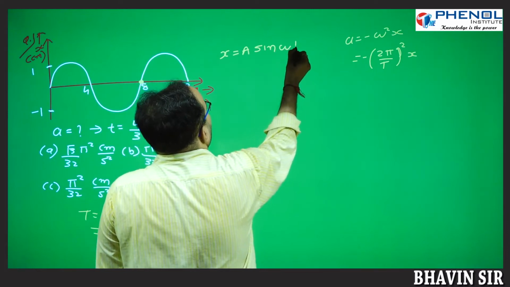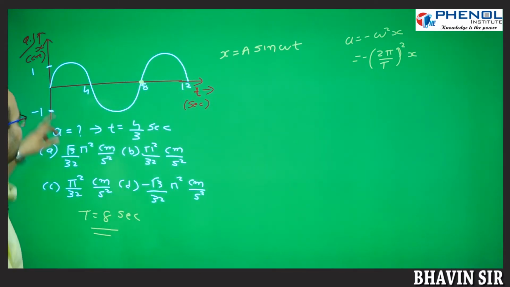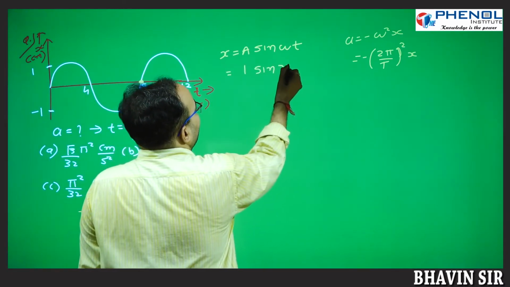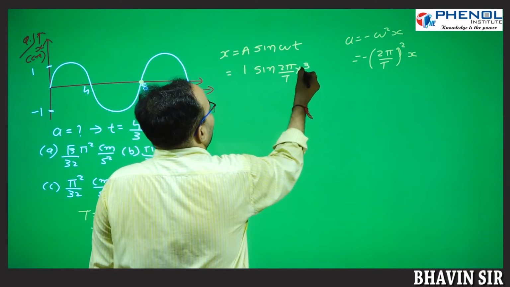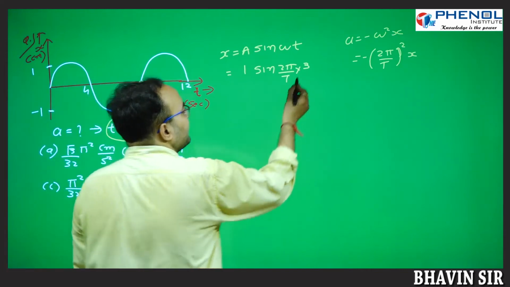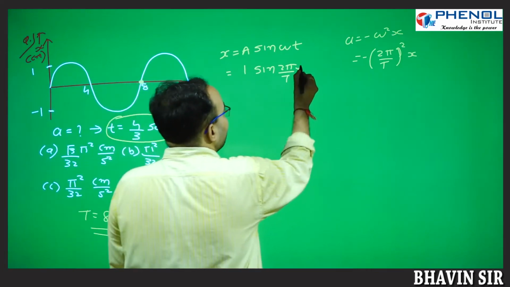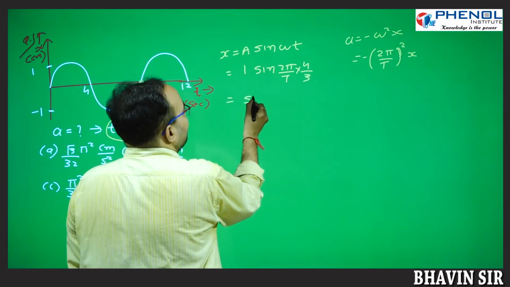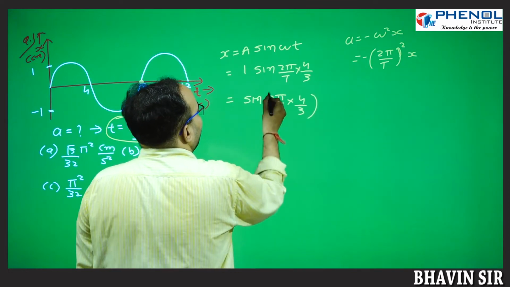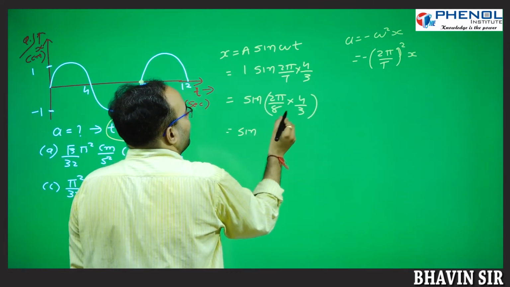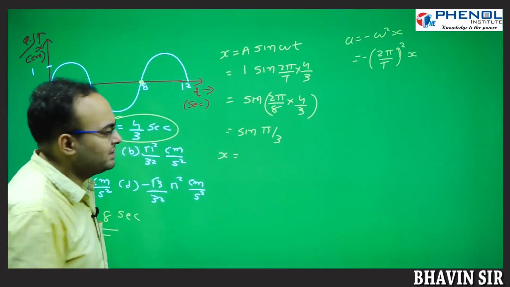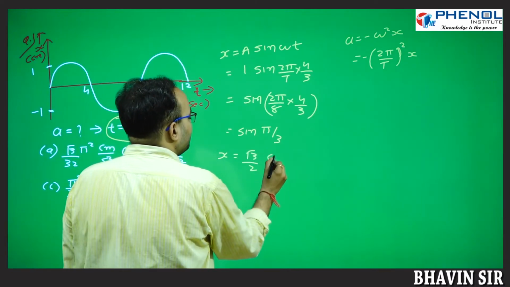So what is the equation? A sin omega t. Now the amplitude is given. What is the maximum displacement? 1. Again, in place of omega, 2 pi by T. We want to find at 4/3 second, so time is 4/3. So 2 pi by 8, 4 into 2 is 8, so sin pi by 3. Sin pi by 3 means sin 60.